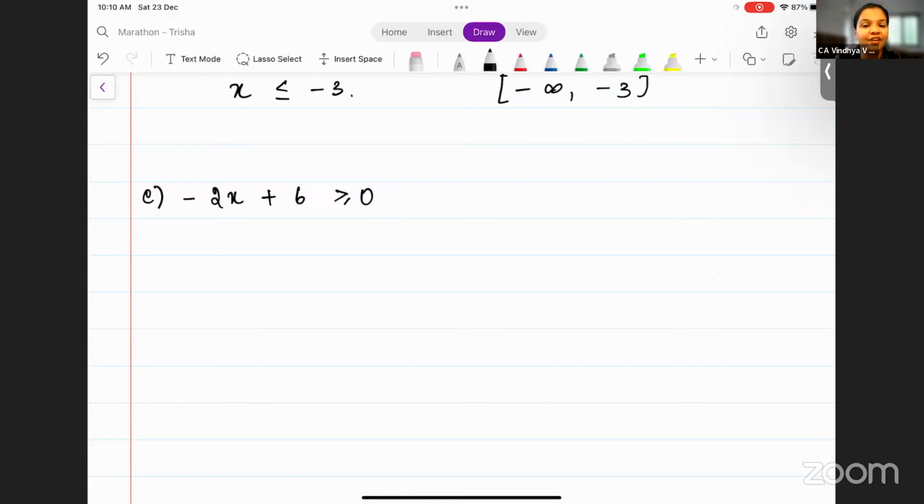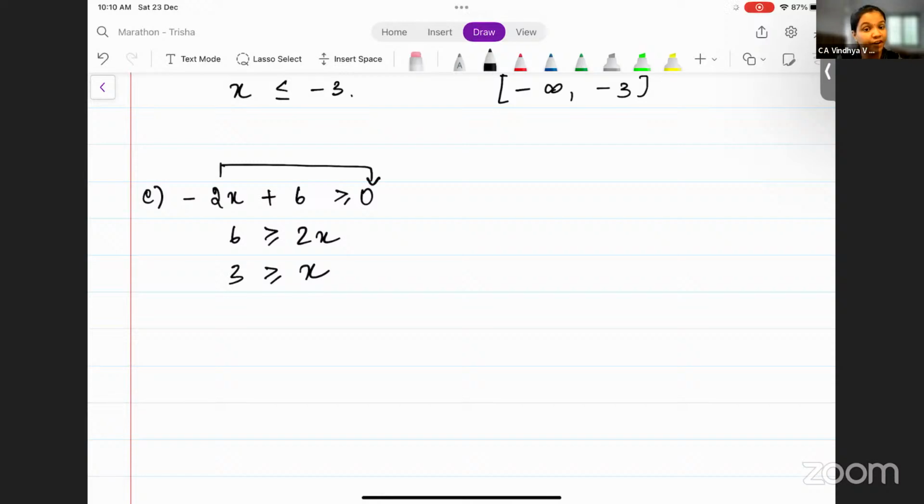Now moving on to the next one. What do we have here? We have minus 2x plus 6 greater than or equal to 0, right? Now, the easiest way here would be to shift this minus 2x to the other side. Till now, we were shifting the constants, but right now, the easiest way would be to shift the minus 2x to the other side. So what do you get? 6 greater than or equal to 2x, correct? So 6 by 2, that is 3, greater than or equal to x, which means x is lesser than or equal to 3.